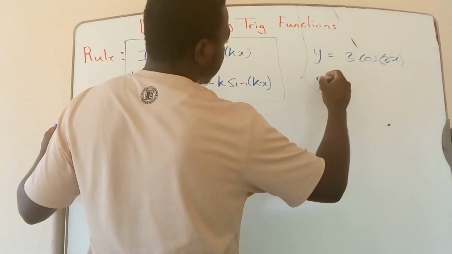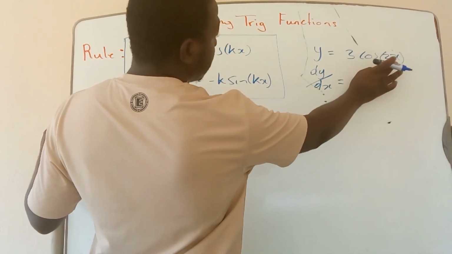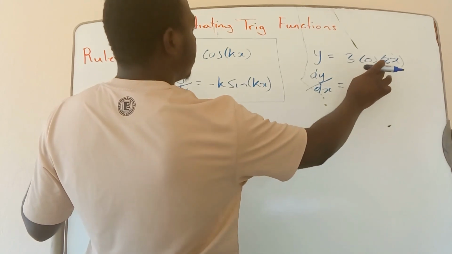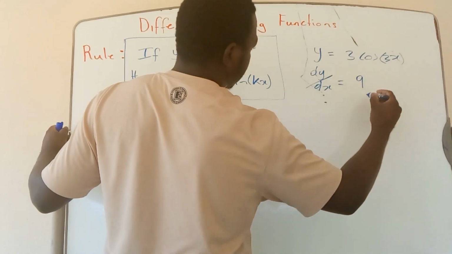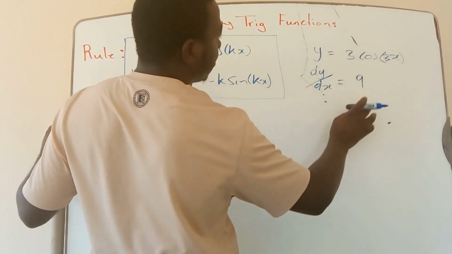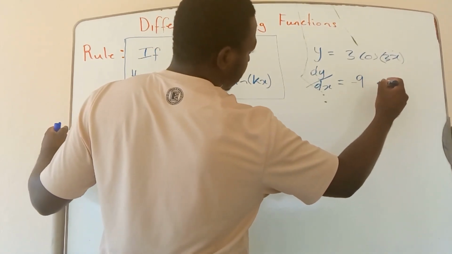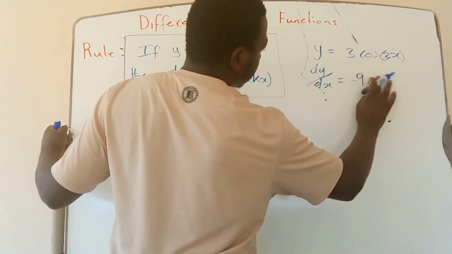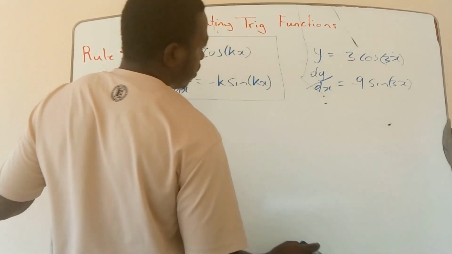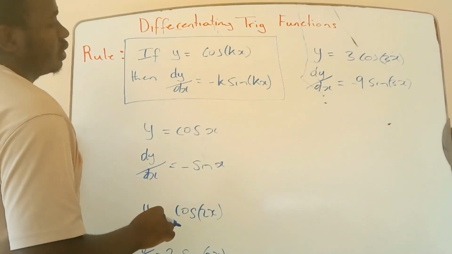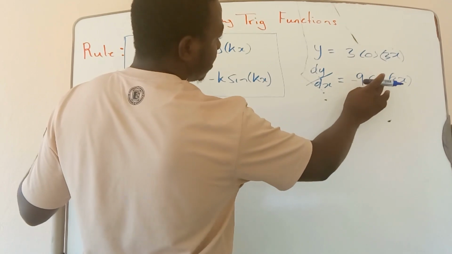Then dy by dx is equal to, you differentiate what's inside of the bracket, which is 3x, you get 3. You're going to take that 3 to multiply this 3 on the outside here. So 3 times 3 gives you 9. Now when you differentiate cos 3x, that gives you minus sine 3x. I'm going to put the minus in front of the 9 here and put the sine 3x here. Alright? And that's how you differentiate it. And note that minus 9 sine 3x means minus 9 times sine 3x.